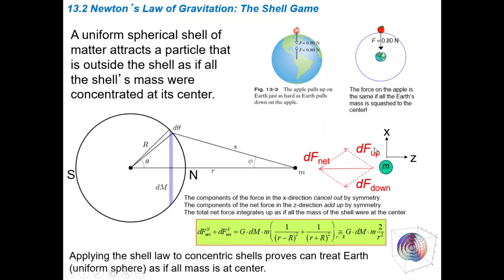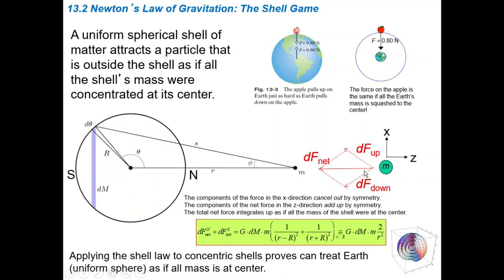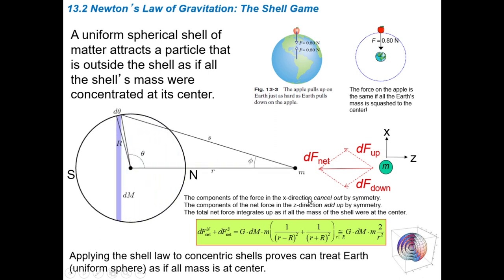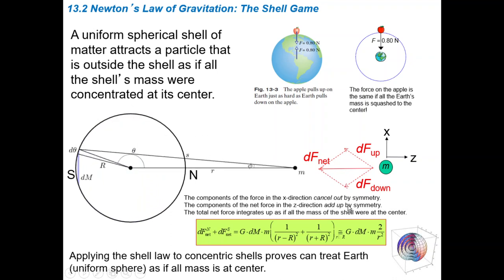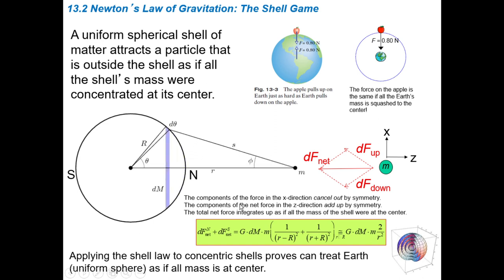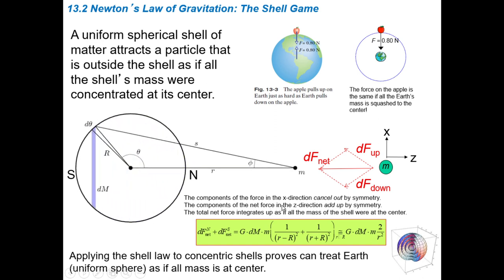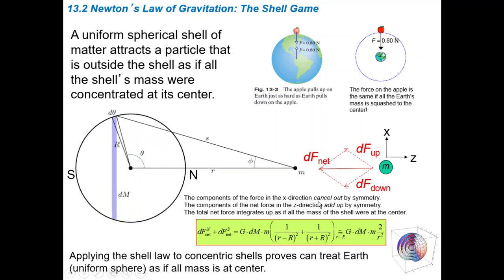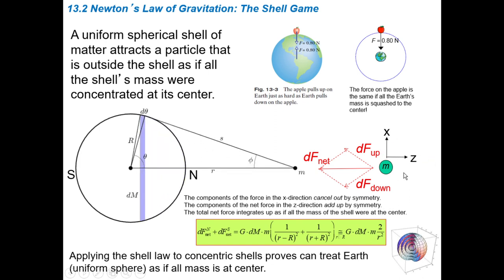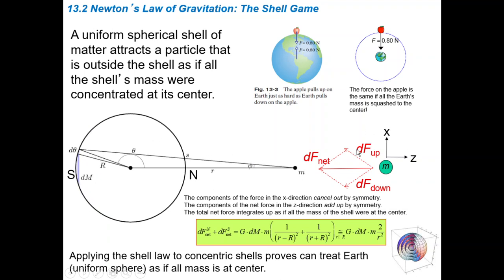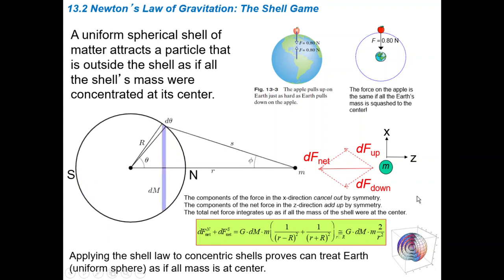So let's check dF net, dF up and dF down. Let's check the x and z. So let's begin with it. The components in the x direction cancel out by symmetry. You can see here, for example, it's the same, up and down, by the net. The components of the net force in the z direction add up by symmetry, because z is mainly known as the third dimension, but in this case we have just turned the axis upside down, where the x is the upper side and the z the lower side.